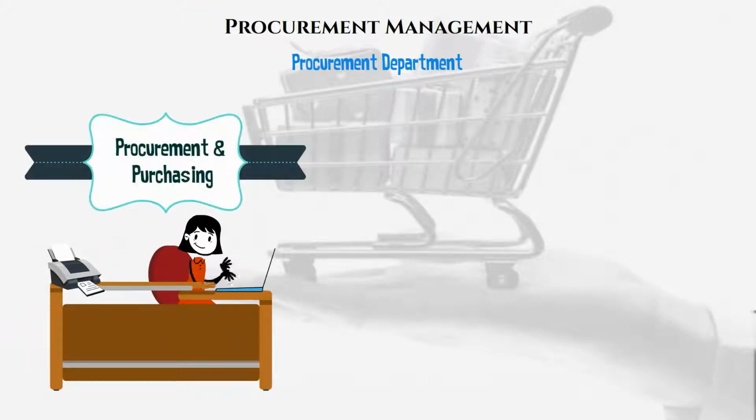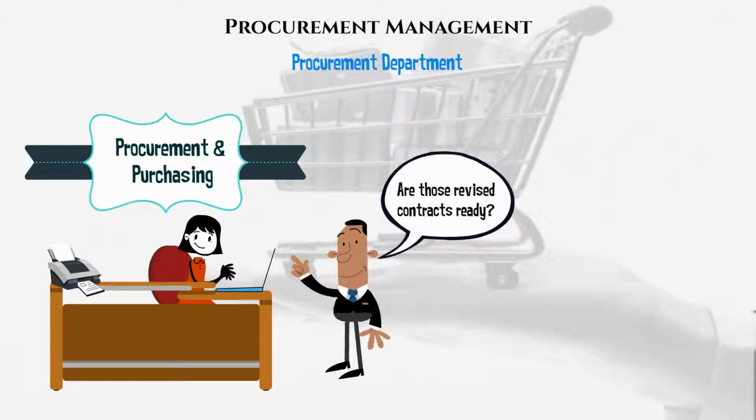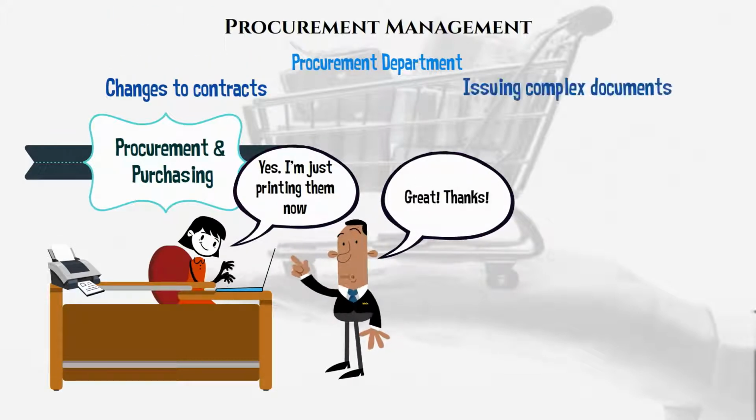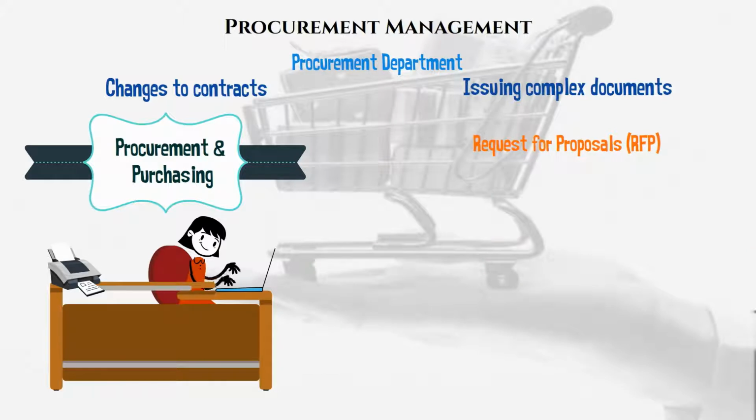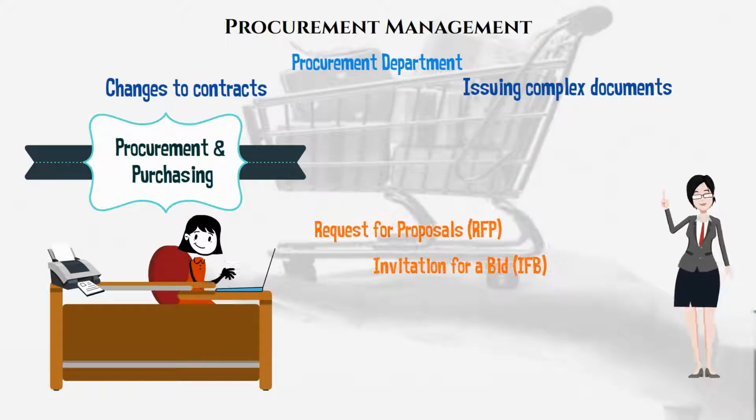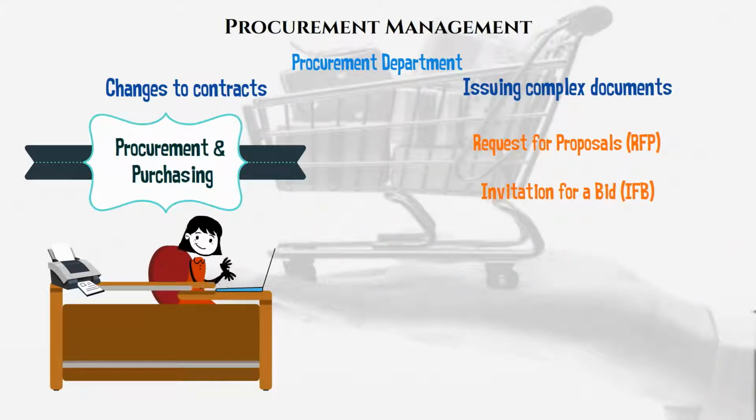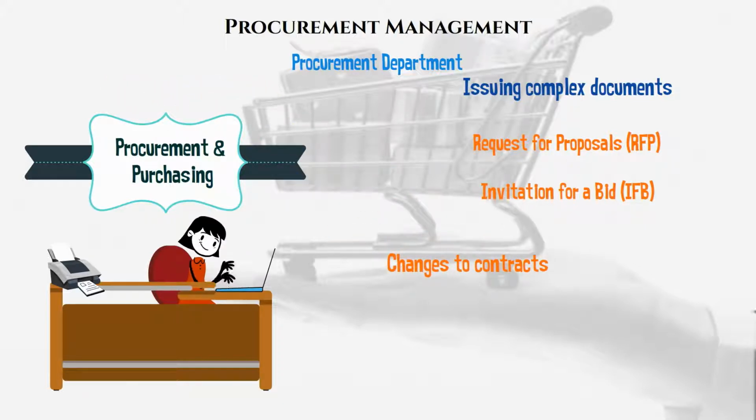Procurement Department. For the PMP exam, remember that the procurement or purchasing department is key in making changes to contracts and issuing complex documents such as the request for proposal, RFP, and invitation for a bid, IFB. We will discuss both of these in detail in a later module. Any changes to contracts or key decisions in the procurement knowledge area are usually referred to the procurement department.